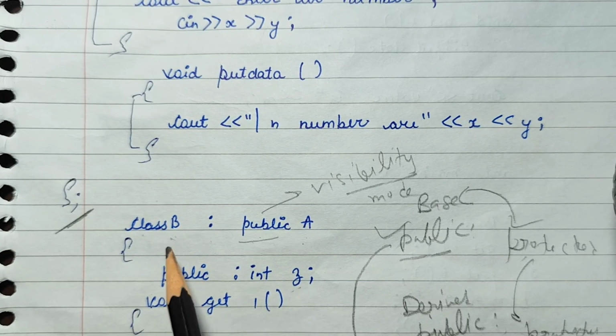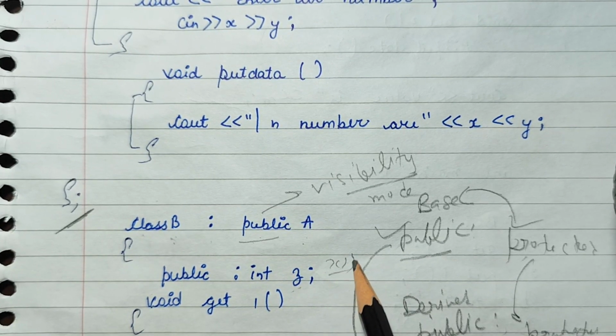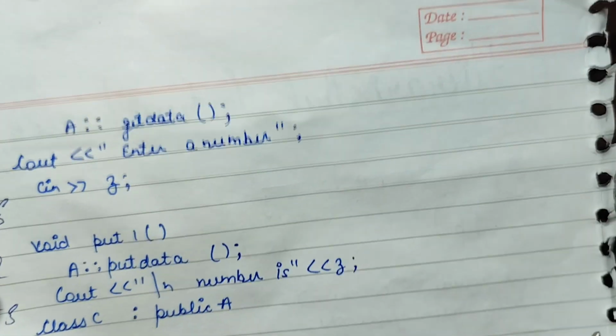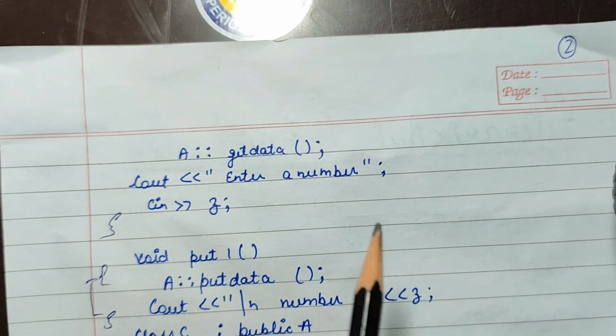In the public section we have only one data member, and this data member belongs to the derived class. It means x and y are also shifted here. Now we have three data members x, y and z. Now using the get one member function, we input the value in the z variable. So here I define this member function.